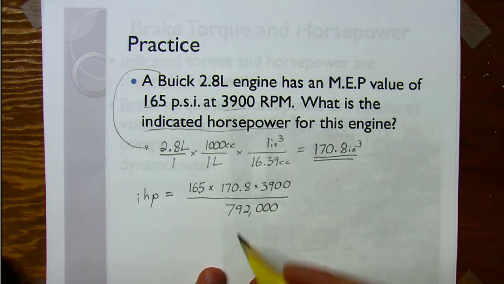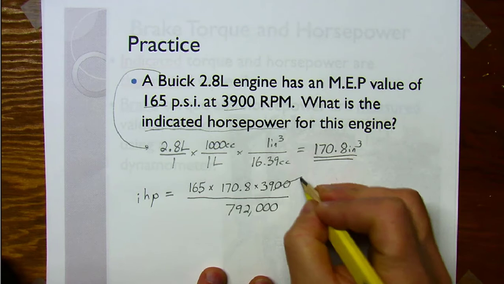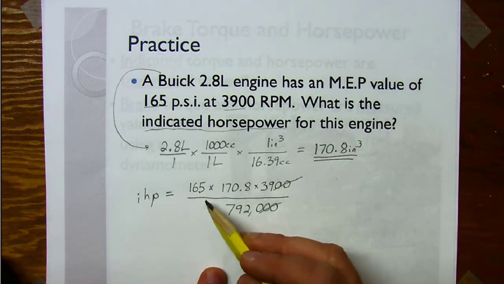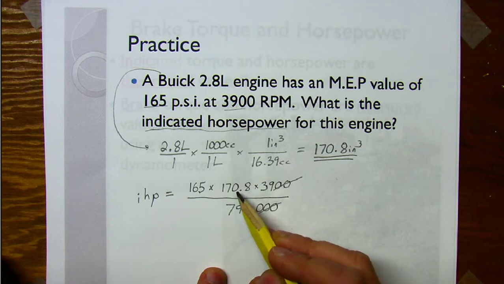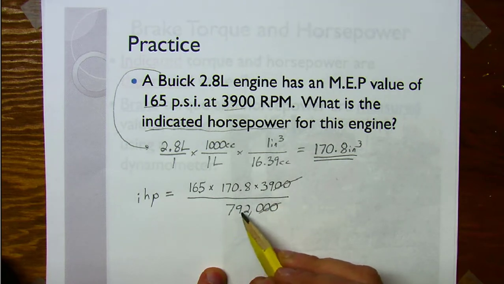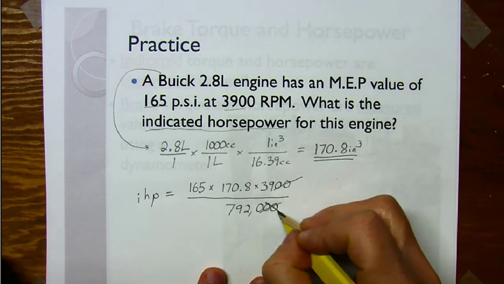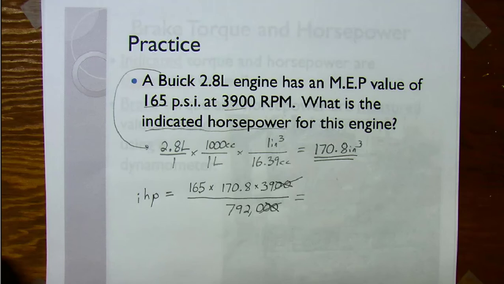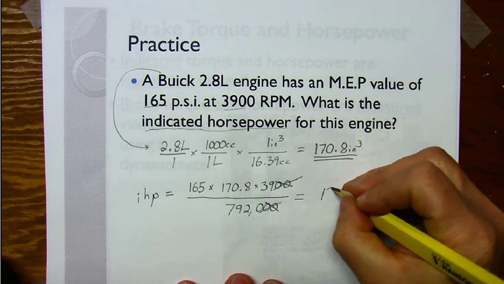So here's a trick. This is a fraction. Cancel off 2 zeros there and 2 zeros there. So you're going to enter in 165 times 170.8 times 39 and divide by 7920. You cancel off 2 zeros off the top and 2 off the bottom, and that keeps it small enough to fit in your calculator. Go ahead and do that. Type that in, and you should get 139.